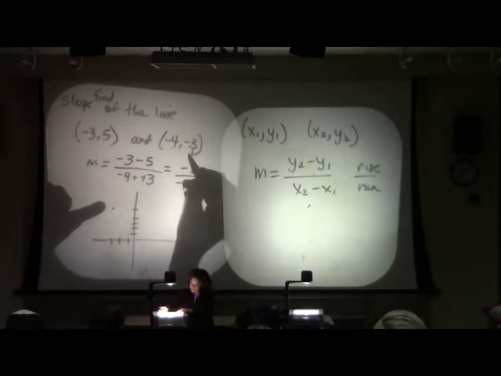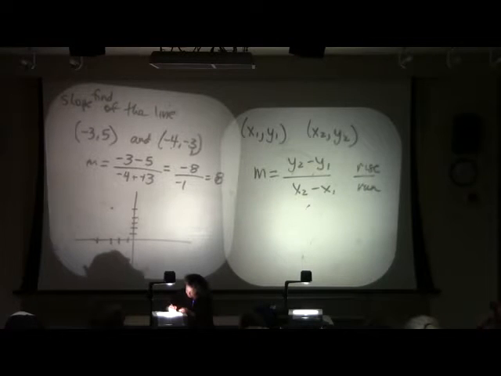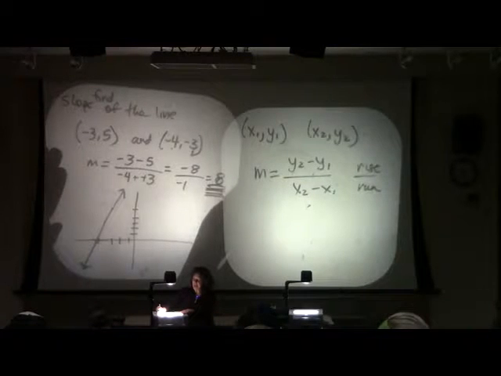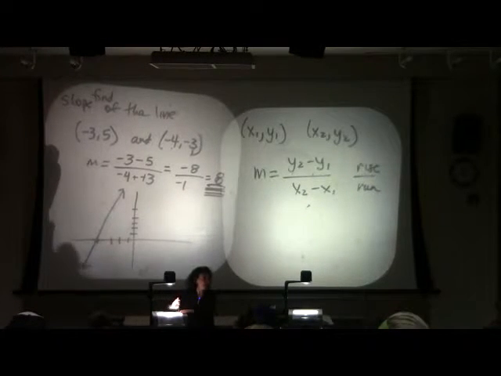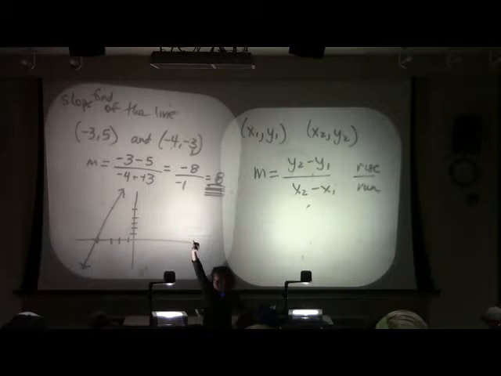All right, so there's -3, 5, and then there's -4, -3. Wow! Super duper steep, isn't it? Here's the point I want to make. When you have a positive slope, as you move from left to right, your line goes up.